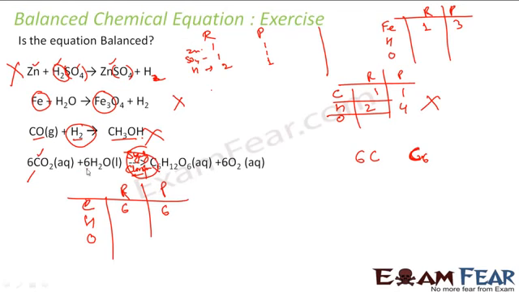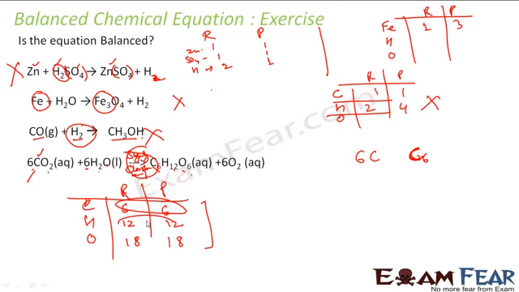Hydrogen, how many hydrogen we have? 6 into 2, 12. Here we have H12, that is 12 hydrogen. Oxygen we have 6 into 2, 12, plus 6 into 1, 6. 12 plus 6, 18. Here we have 6 plus 12, 6 into 12, 18. So if you see that, they are all balanced.